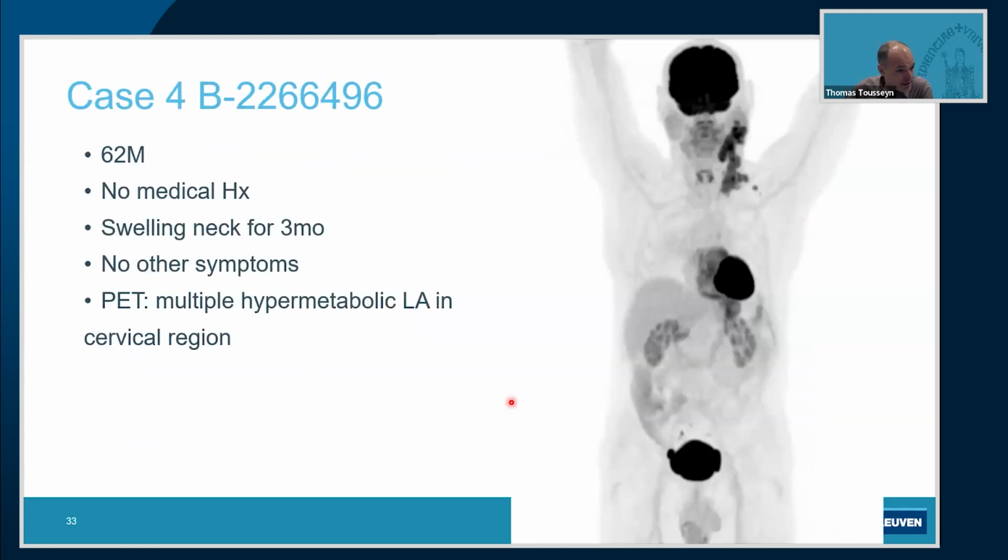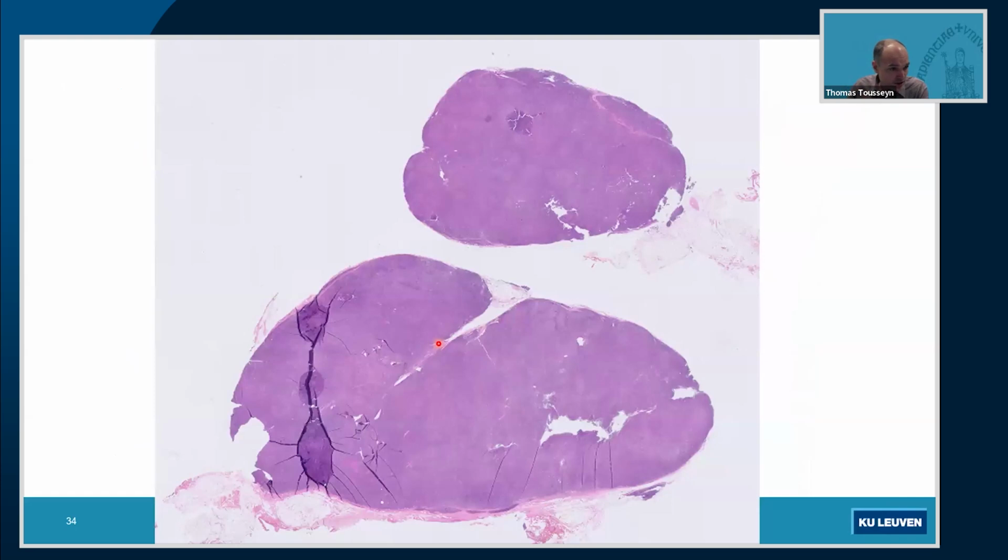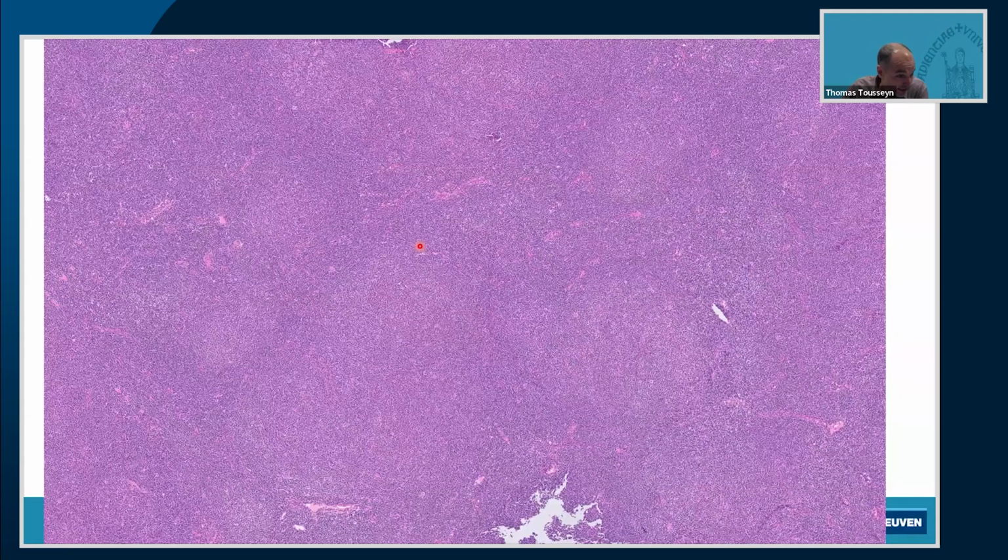So the first one is a 62-year-old male, no medical history, presenting with a swelling in the neck, somewhat going up and down a little bit, but no other symptoms. And on the PET scan, multiple hypermetabolic lymphadenopathies in the cervical region. And this is the low power view where you see a vaguely nodular pattern. Also at intermediate power, you can see these vague nodules.